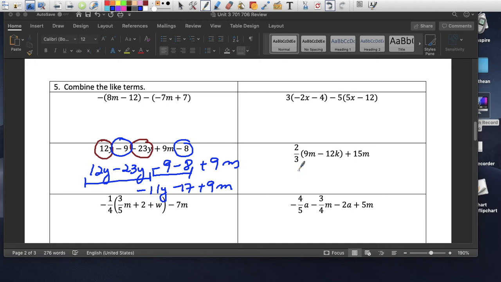2/3 of 9 is going to be 6m. 2/3 of 12 is going to be 8k. And then the plus 15, right? Remember, the distributive property is happening here and here only, not with the 15 that's outside the parentheses. Combine like terms, yeah, I can combine this guy and this guy. Both positive, 6m plus 15m is 21m minus 8k.